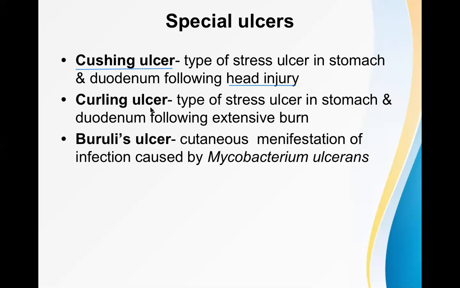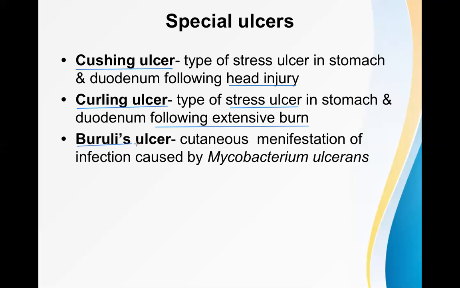Another is Curling's ulcer. Now, what is Curling's ulcer? It is a similar type of stress ulcer, but in this condition, it is caused by burns. See this, it's also a type of stress ulcer in stomach and duodenum following extensive burn. So this is Curling's ulcer, a very important question in the exam.